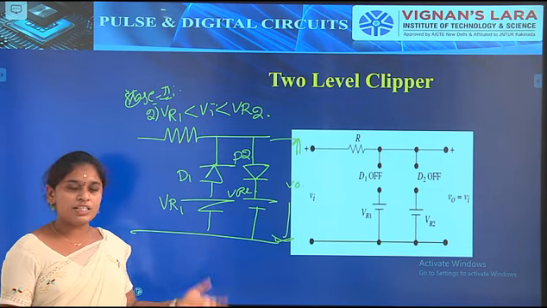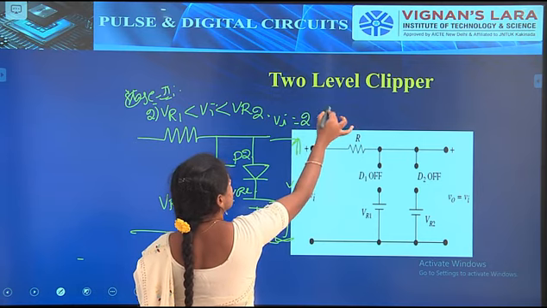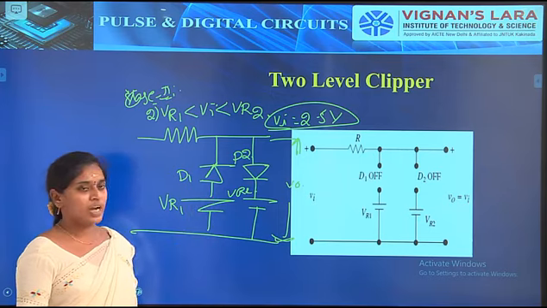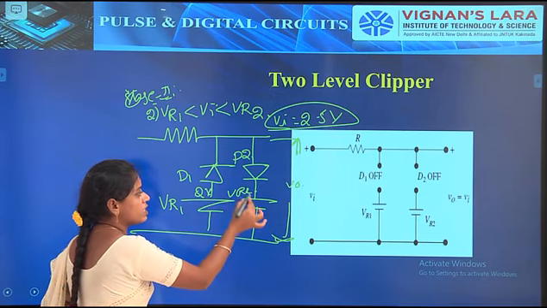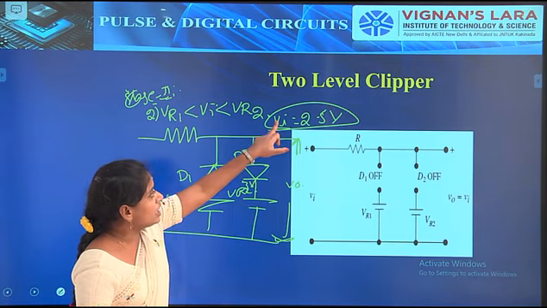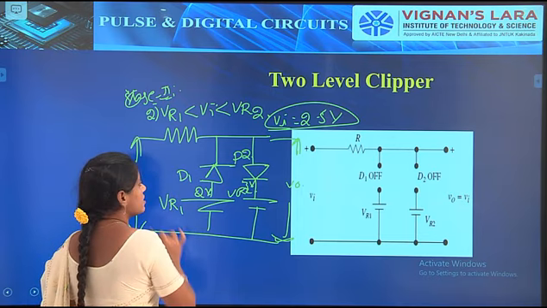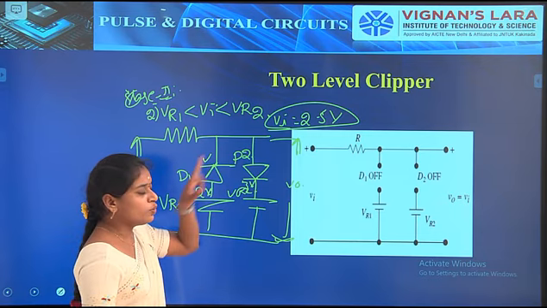For example, assume that VA is equal to 2.5 volts, in between these two. That's why we take it as 2.5 volts. So obviously the VR1 voltage is 2 volts and VR2 voltage is 3 volts. At this time we apply this V input to this resistor. At the same time this V input is applied to the diode D1 cathode terminal and diode D2 anode terminal.